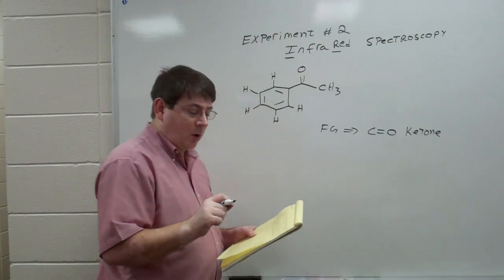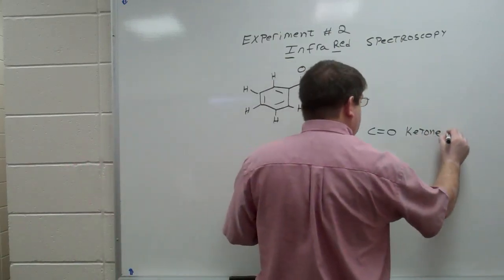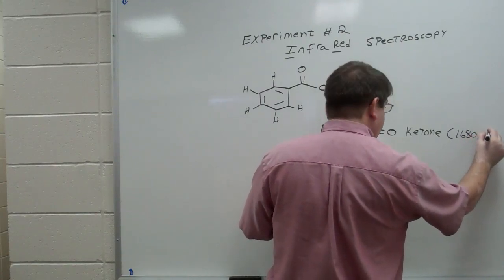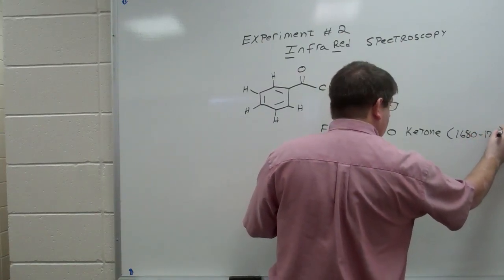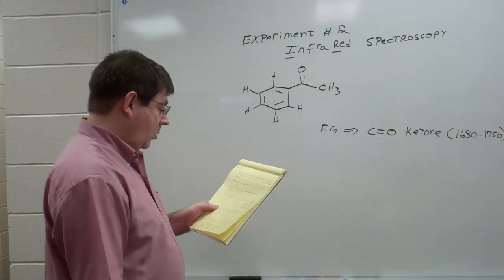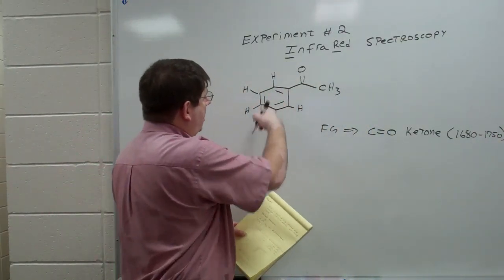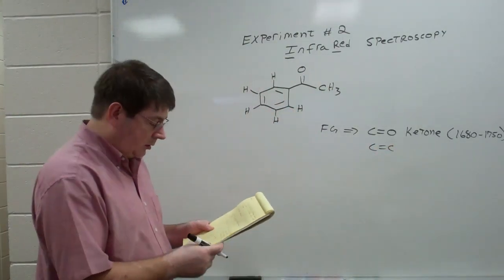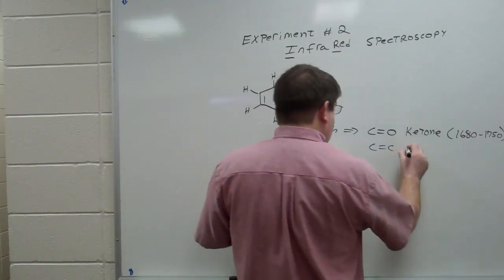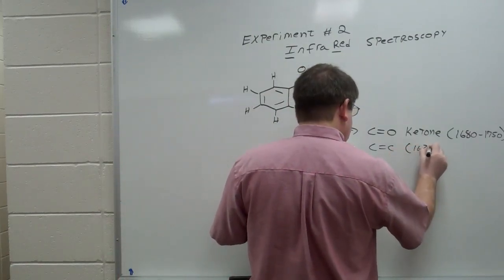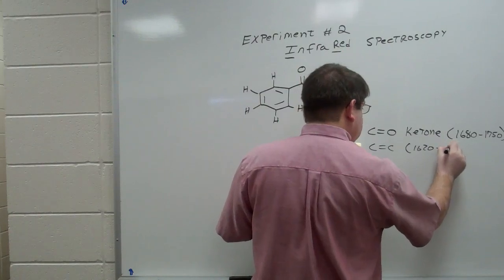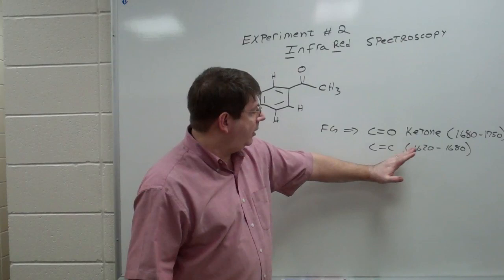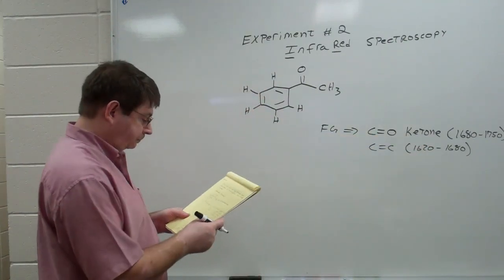And if we look in our table, what we recognize is that's going to appear somewhere between 1680 and 1750 reciprocal centimeters. We also have carbon-carbon double bonds as part of the benzene ring, and we're going to see those in the IR spectrum as well. And those appear around 1620 to 1680. So they're going to be a little closer towards that fingerprint region than the ketone overall.